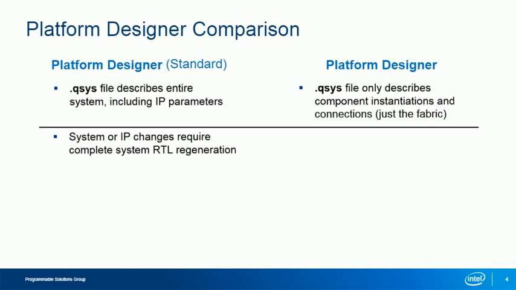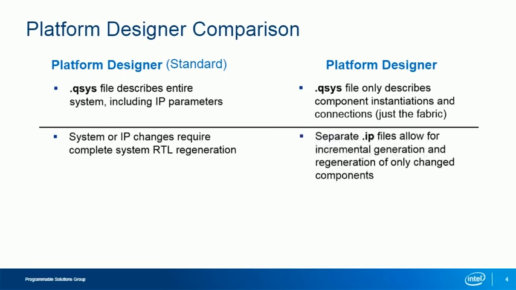In the Pro Edition, component information, which as just mentioned is not stored in the .qsys file, is stored in separate .ip files for each component. Component parameter changes that do not affect the interconnect design can be made in the .ip file, and new RTL code for just the changed component can be generated without regenerating the entire system.